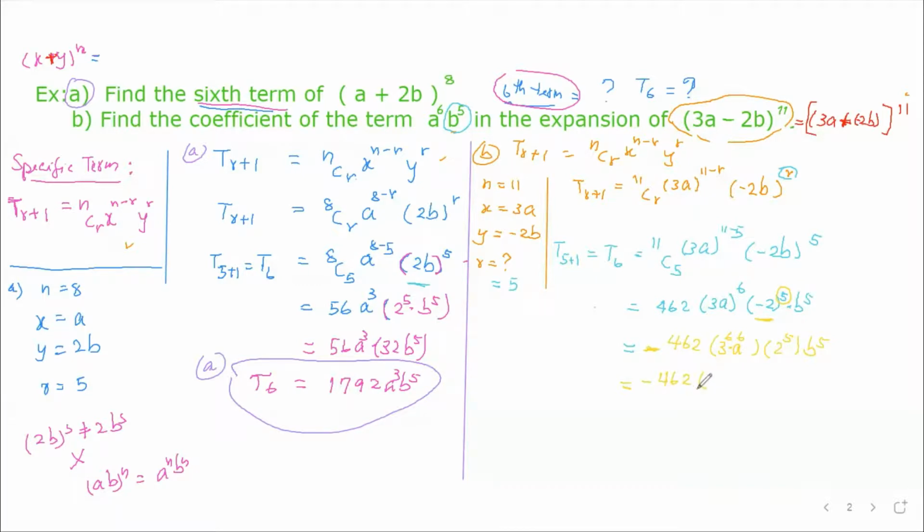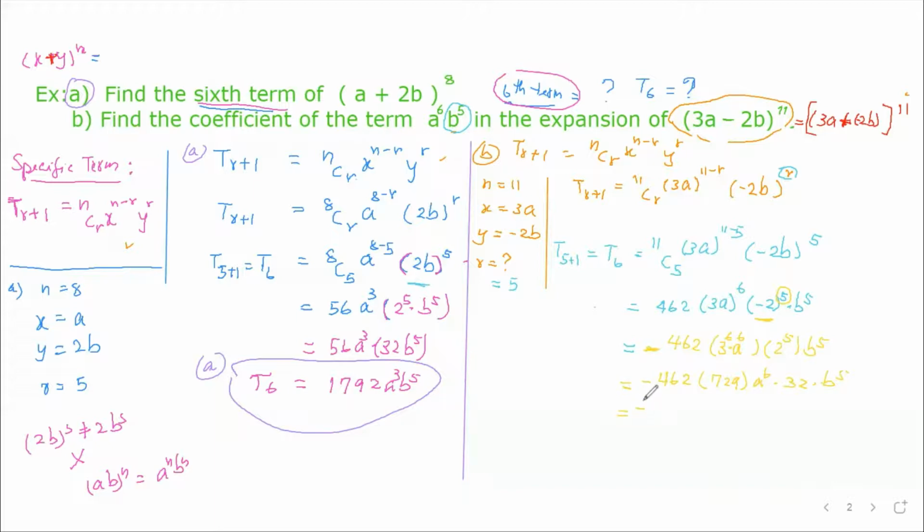So you have 3 power 6. What do we have? 3 power 6 becomes 729, right? 3 power 6 equals 729. So you have 729 times a power 6, times 2 power 5 which is 32, times b power 5. Okay, this is all times, so we can write this way. So minus, now you can simplify.